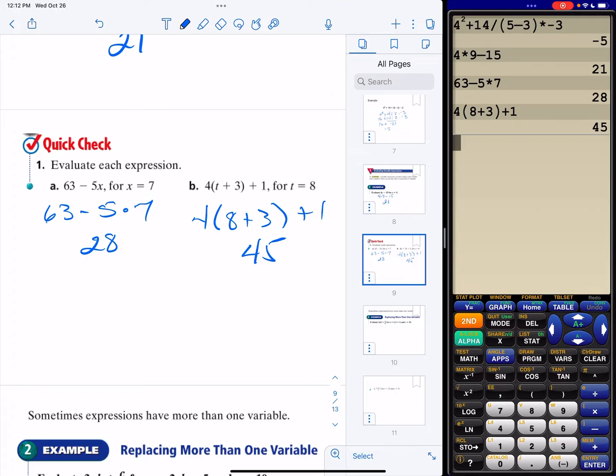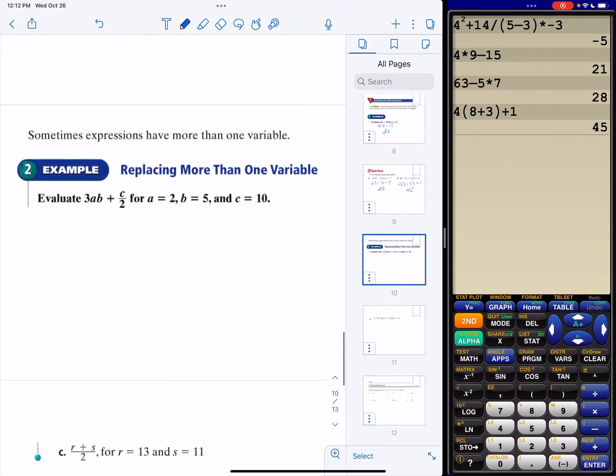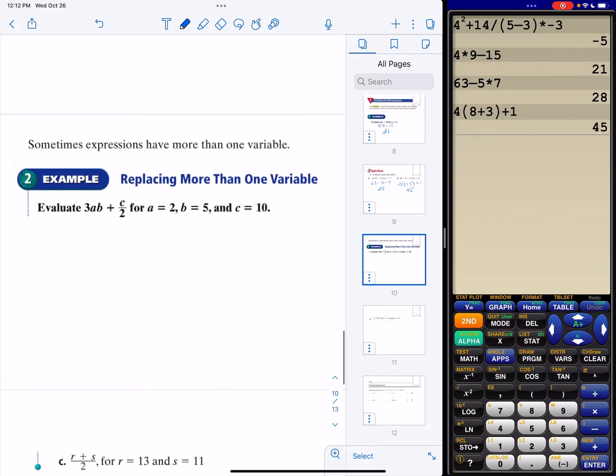Okay, so pretty simple. Now, some of the ones today may even have multiple variables. Okay, so we've got this 3ab plus c over 2. So what does that really say? What does it mean? It means 3 times whatever a is, times whatever b is, plus c, whatever it is, and I'm going to divide that by 2. So we do 3 times, and we look for a is 2, b is 5, plus c, which is 10, divided by 2. And that's how we would type it in.